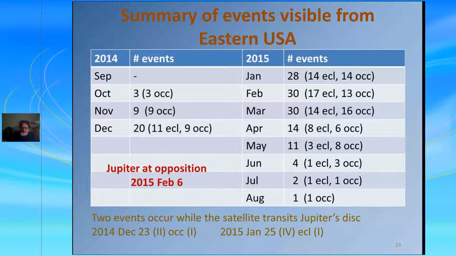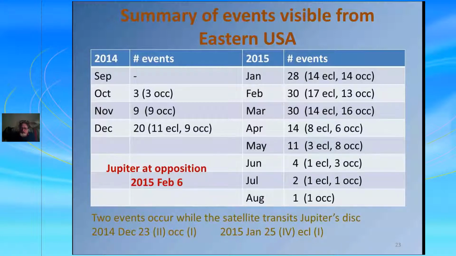Couple of interesting events listed at the bottom there. Two events occur while the satellite transits Jupiter's disk. On December 23rd, you've got Europa occulting Io. So if you can see the disks of the moons on the disk of Jupiter, you'll see them merge in front of Jupiter.